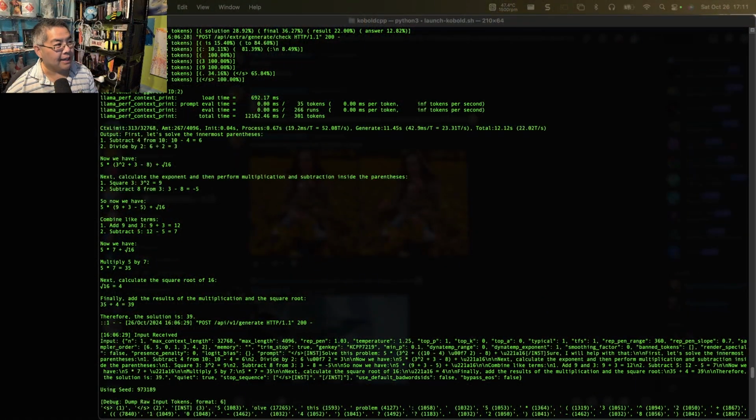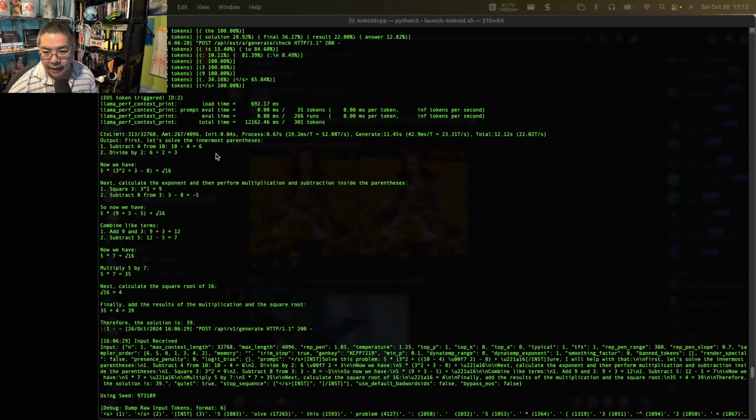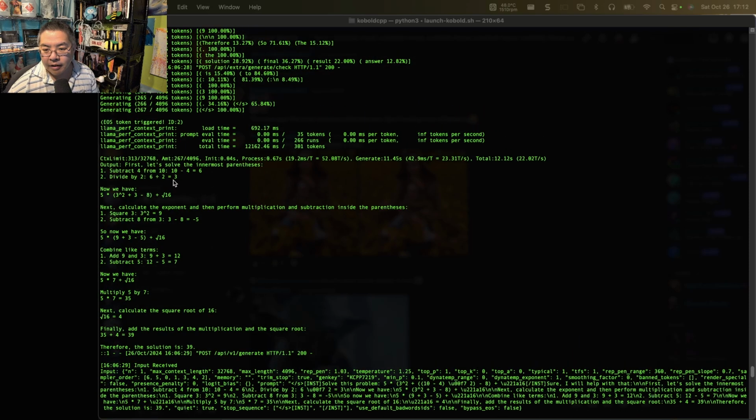Let me show you an example. Let's see if I can get this working here. Yes, there is. So this is, which model did I give this to? I think I gave this to Mistral Nemo. And I gave it this very complex math problem: 5 times in parentheses 3 squared plus in parentheses 10 minus 4 plus 2 minus 8 plus the square root of 16.